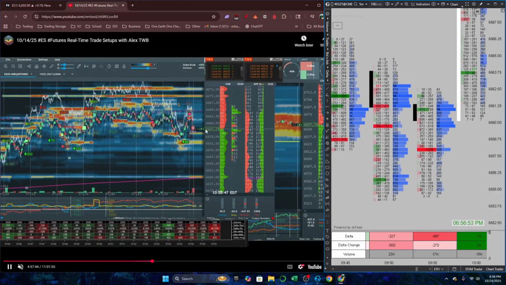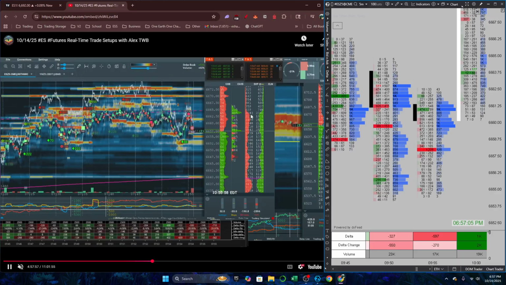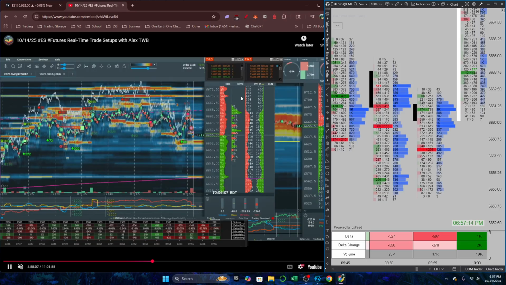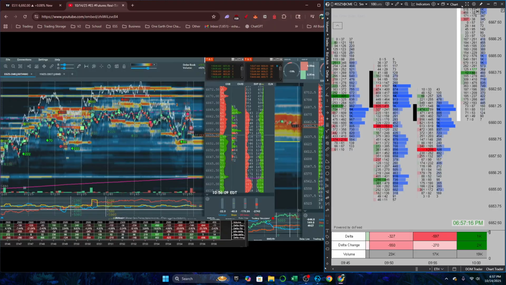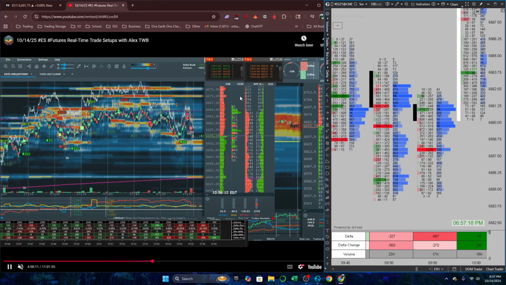Now, how do we react? Do we break below this lower level, this 6656 region, or do we start to move upwards? And that's what I'm looking for. Right now we're testing that region. We have moved down to 6655. Let's see. Interesting. We don't get any sort of reaction from it.